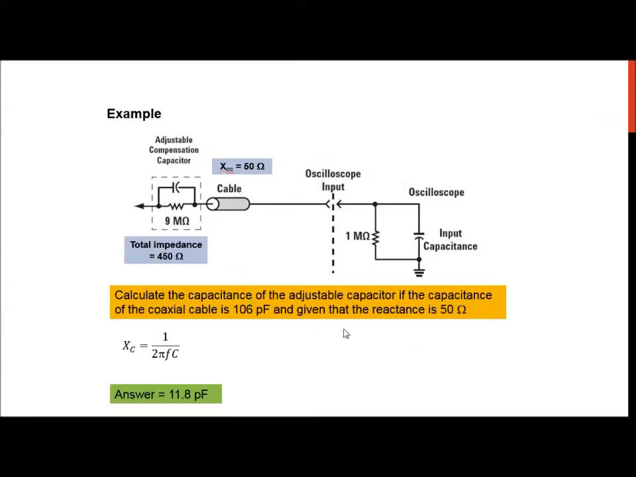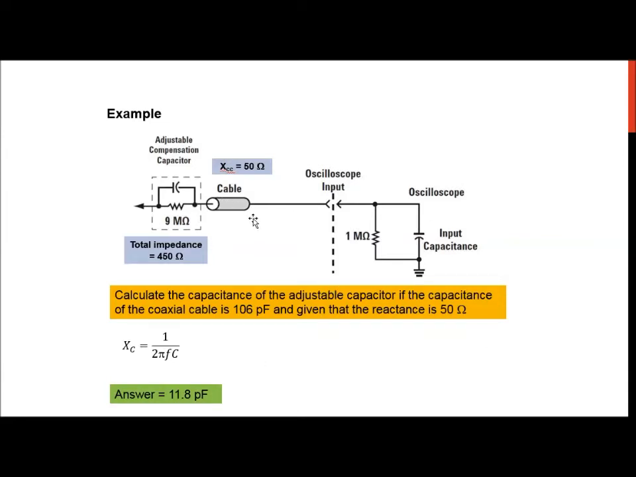Calculate the capacitance of the adjustable capacitor, alright, which is again, we want to find this capacitor. If the coaxial cable, this cable here, is 106 picofarad, and you are given the reactance as 50 ohm, right? So this question did not give you the input capacitance, but it gives you the reactance value and the capacitance value of the cable.